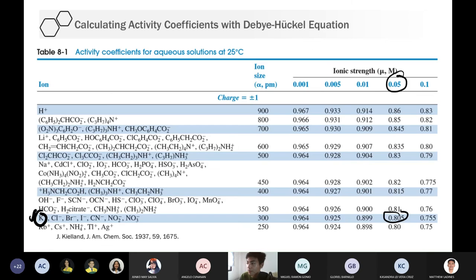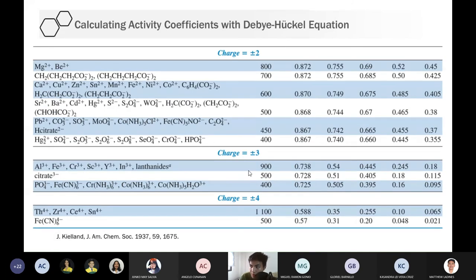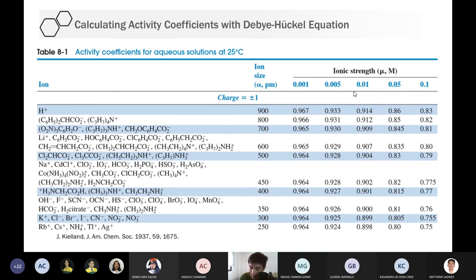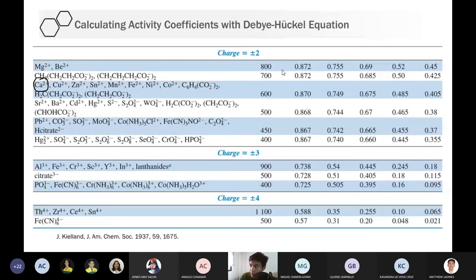Tingin tayo dito sa table. Yung table na to, naka-partition to. These are the positive 1 charge, positive 2 charge, positive 3, positive 4. Dito tayo sa positive 2 charge. Hanapin yung calcium. Ito yon, yung binilugan ko doon. Ano kaya dito yung 0.01? Ito, yung pang-apat na column. 1, 2, 3, 4. So, yan yung 0.01 molar na ionic strength.